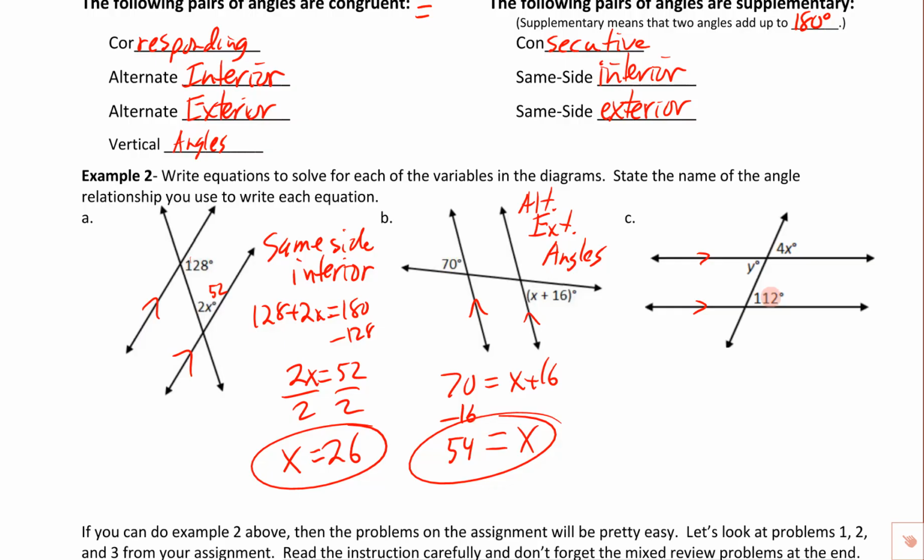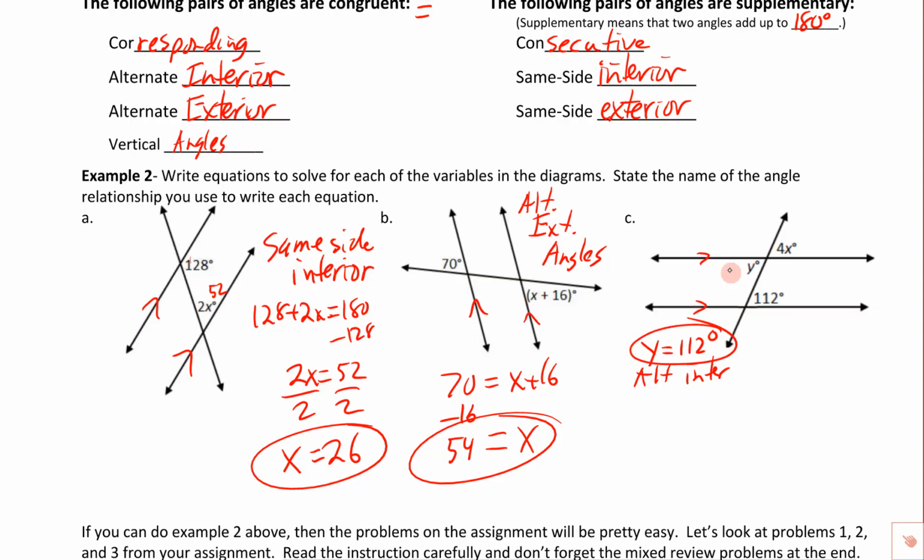All right, and then the last one. This one's kind of interesting. We've got a couple of missing pieces here. Take a good look. These two, the y and the 112, they're on the inside, but they're on opposite sides and opposite intersections. So I'm going to write y equals 112 because those are alternate interior angles. Okay, so y is equal to 112. Circle that so we can see it.